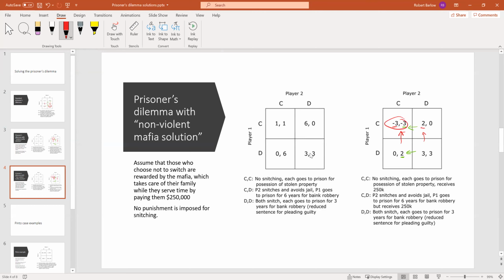And so we've now solved the prisoner's dilemma in the absence of violence. And in this case, instead of increasing the punishment for defection, we've increased the reward for cooperation. So I'm going to say that again. Instead of increasing the punishment for defection, we've increased the reward for cooperation. And in the process, we've solved the game. Now I'm going to move on, and I'm going to consider the case of the Pinto.